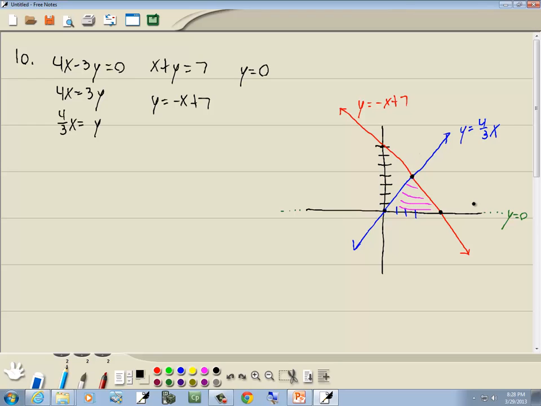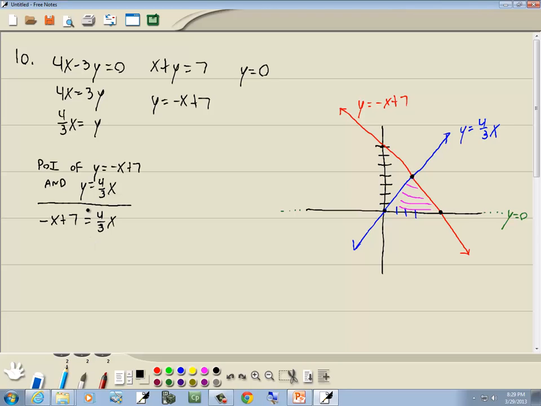But let's say I can't see that. We're going to find the point of intersection of the red line, which is y is equal to negative x plus 7, and the blue line, which is y is equal to 4/3 x. So that's this one right here. Well, what we do is, since they're both y equals, I can just equate them. So I get negative x plus 7 equals 4/3 x.